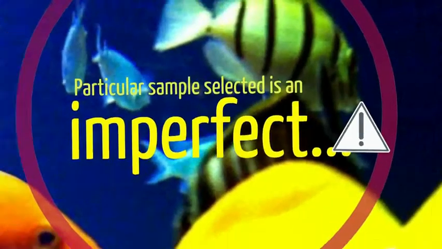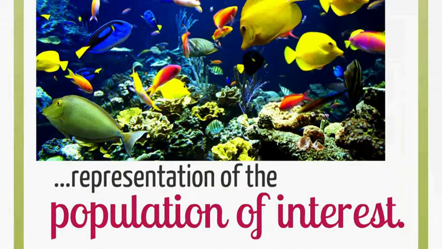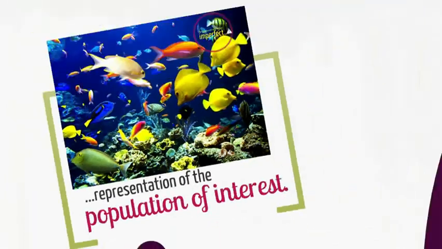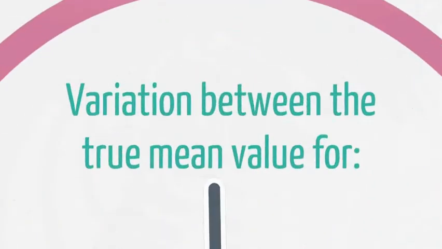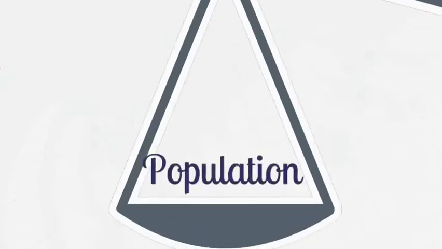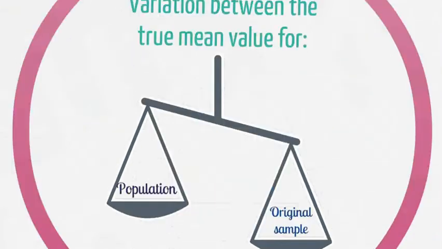Random sampling error occurs because the particular sample selected is an imperfect representation of the population of interest. Random sampling error is the variation between the true mean value for the population and the true mean value for the original sample. Random sampling is drawn by a random procedure from a sampling frame. The method is equivalent to a lottery system in which names are placed in a container, the container is shaken, and the names of the winners are then drawn out in an unbiased manner.